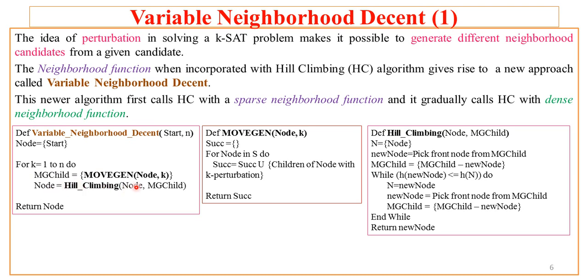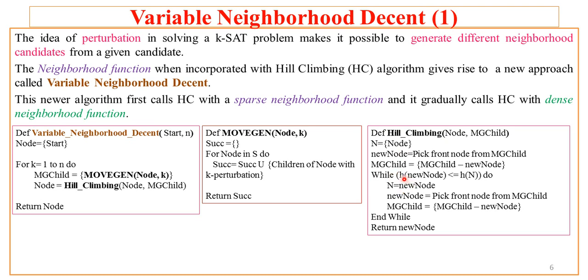Now the hill climbing algorithm will take the current node and its perturbed children and will try to reach the goal. Now how does hill climbing work? It takes the current node and the current set of perturbed children, that is move-gen child. It will pick the front node from the move-gen child, and that is the new node. Then it will remove that currently picked node from the move-gen child, so move-gen will have one less child candidate of the current node n.